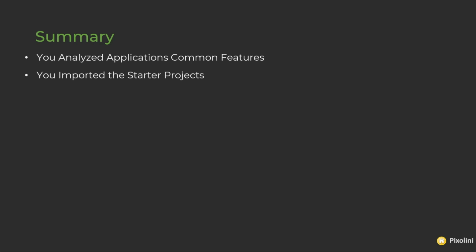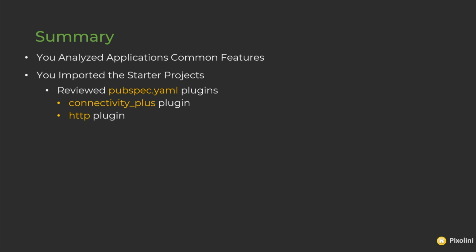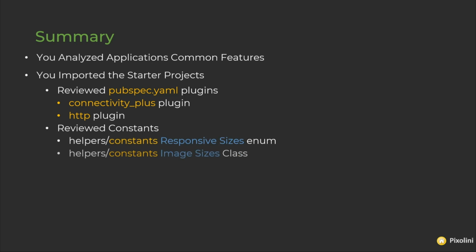All right, let's get a summary of what you learned. You analyzed the application's common features. You imported the starter projects, shared, users, and products. You reviewed the pubspec YAML plugins, right? The Connectivity Plus plugin, which monitors the internet connection, whether it's on or off, and displays the appropriate page. The HTTP plugin, which allows us to make RESTful API calls. And constants, the responsive sizes enum, and the image sizes class.